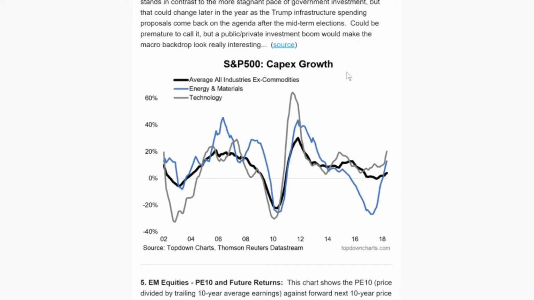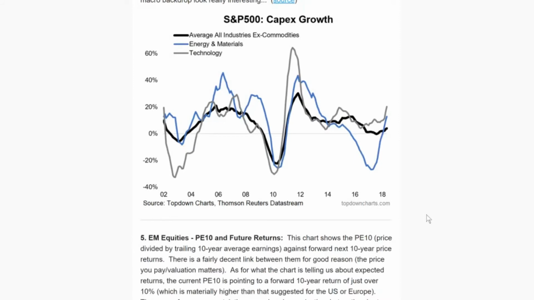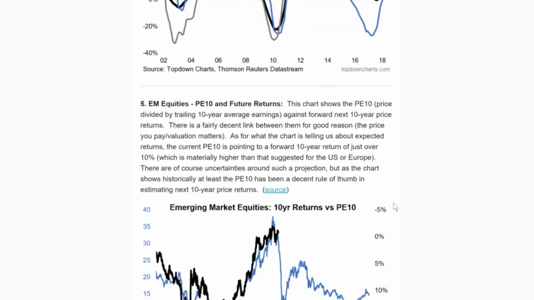And if you tie that in with potential, maybe, for some sort of infrastructure plan, maybe after the midterm elections later this year, you combine a private capex boom with infrastructure spending, and you could even see some sort of investment boom in America. Something to think about. Probably a bit too premature to call that, but something to have on the radar.